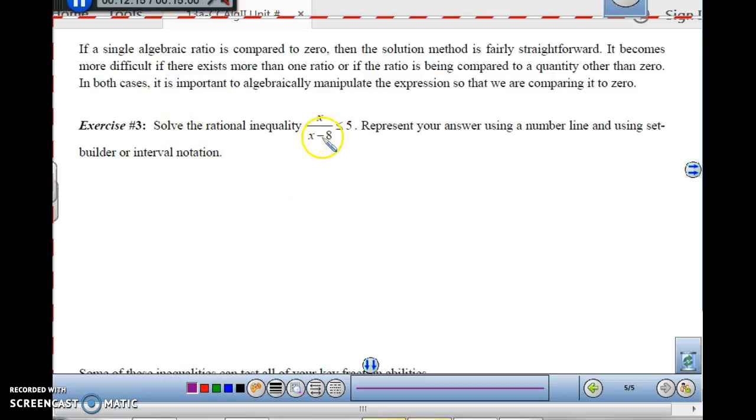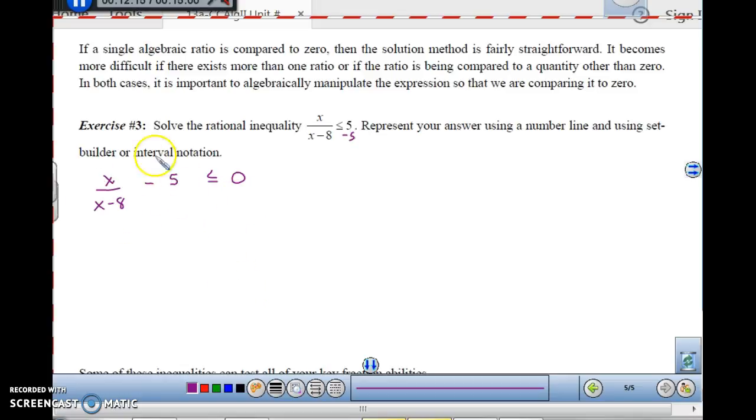We want to solve this inequality. x over x minus 8 is less than or equal to 5. In order to compare this, it has to be compared to 0. So we have to move this 5 over here. So we're going to subtract the 5. That gives me x over x minus 8 minus 5 is less than or equal to 0. So there's my 0 that I needed.